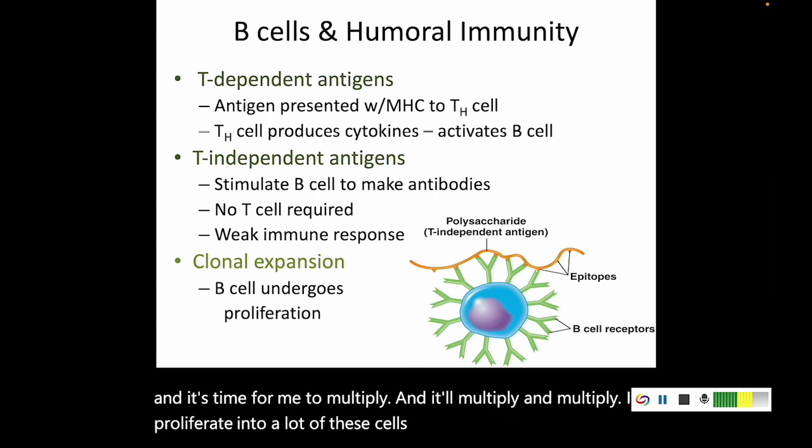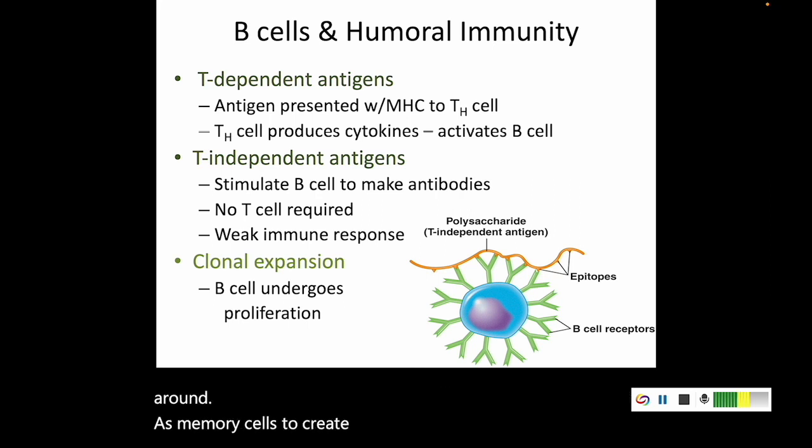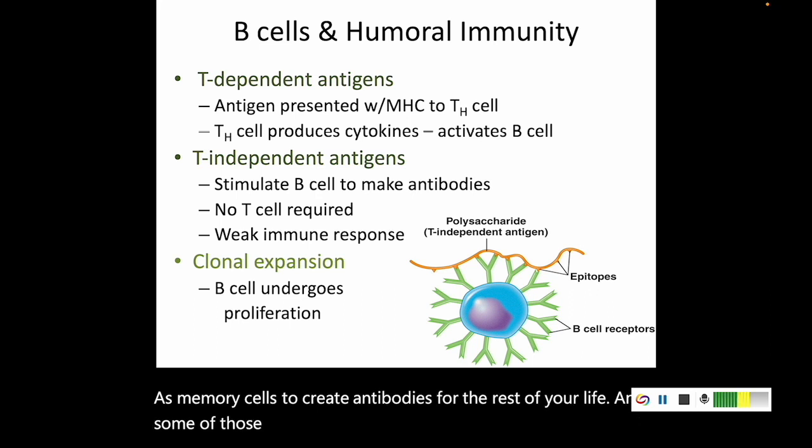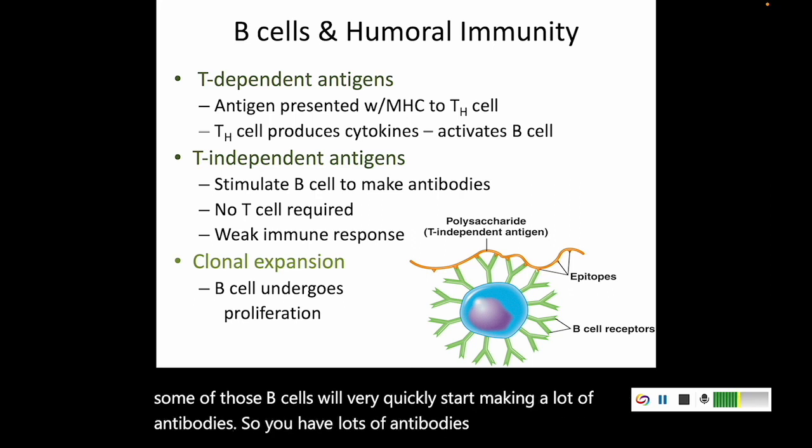And some of those will then stay around as memory cells to create antibodies for the rest of your life. And some of those B cells will very quickly start making a lot of antibodies, so you have lots of antibodies to attack the infection that's right there.